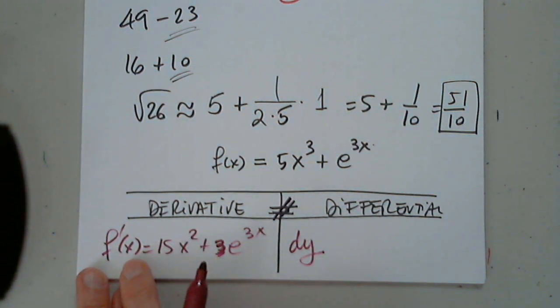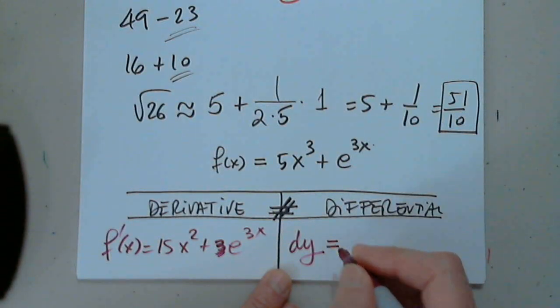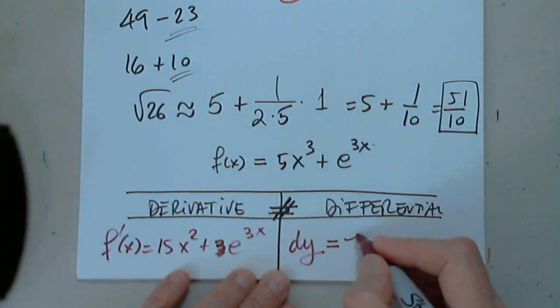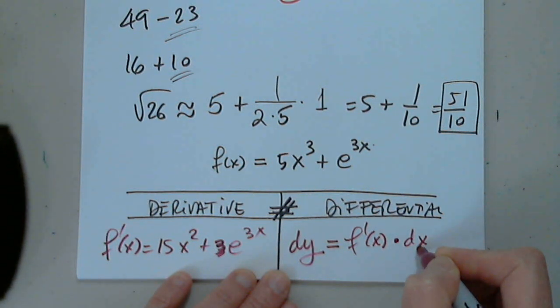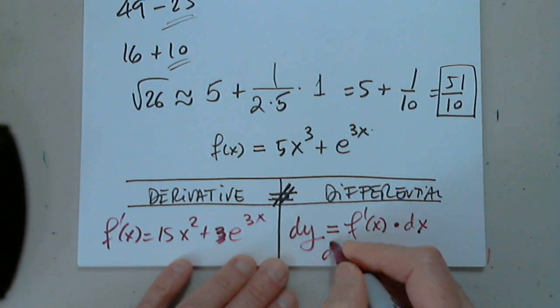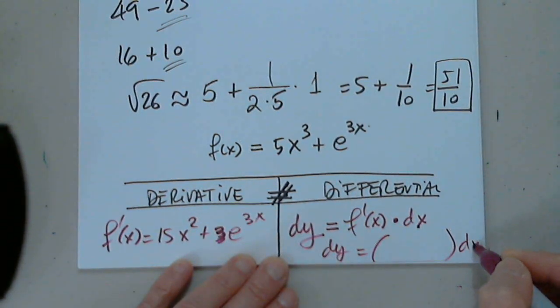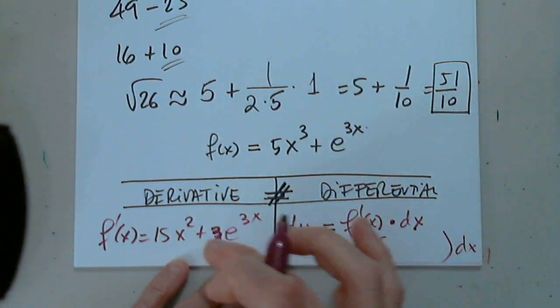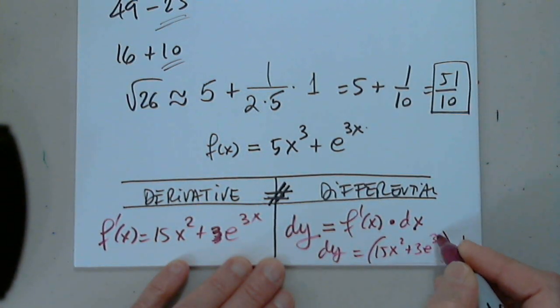This is the derivative. The differential is something else. And please remember the formula is f prime, but times dx. So the differential dy will be all this in parentheses times dx. Do not confuse the two. So it's 15x squared plus 3e to 3x.